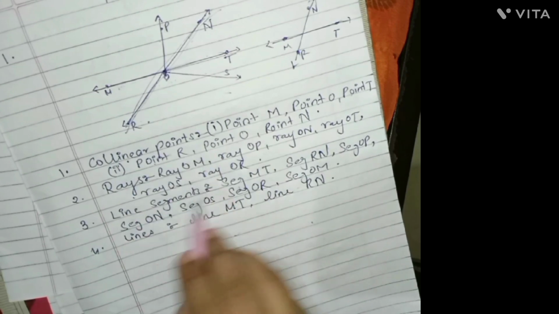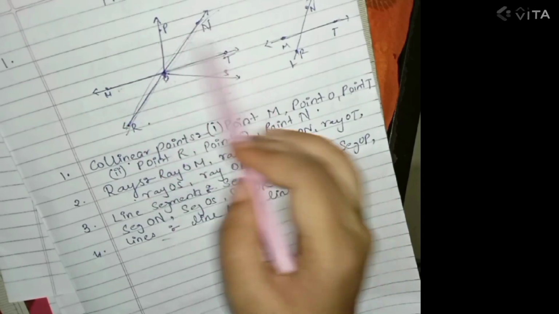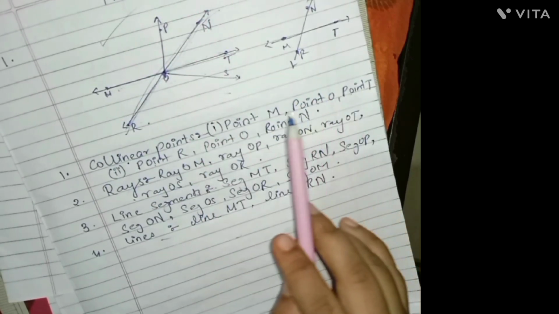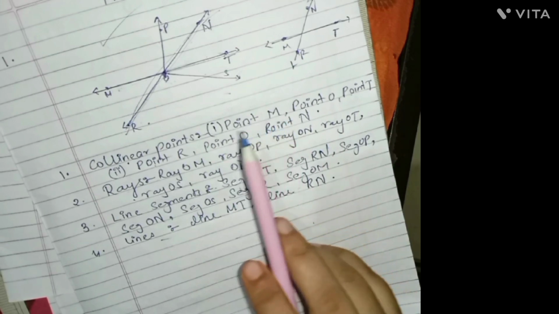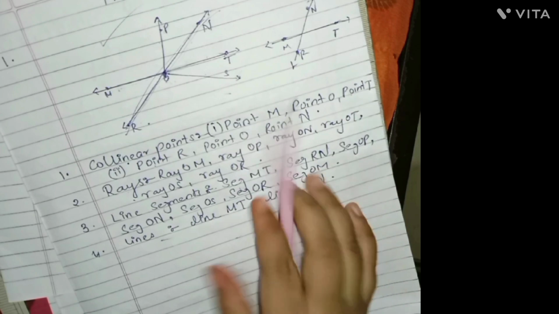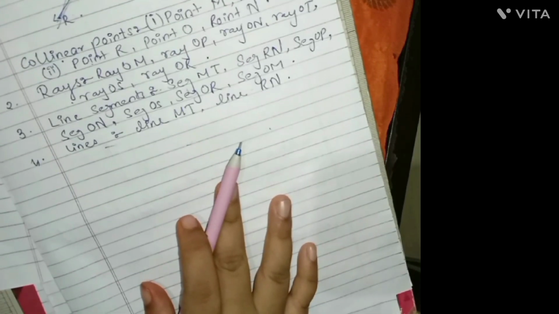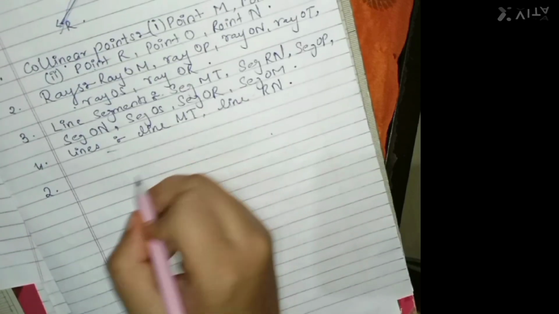Collinear points, rays, line segments, lines. We write from only this figure. Observe the figure and write all of this. Understood, all of you? Now this is your first question for your practice set 1. Understood? Now second question. We move ahead. I hope you understand. Now the second question is: write the different names of a line.